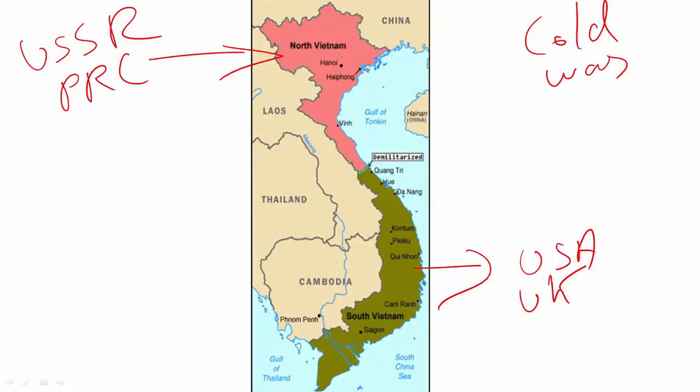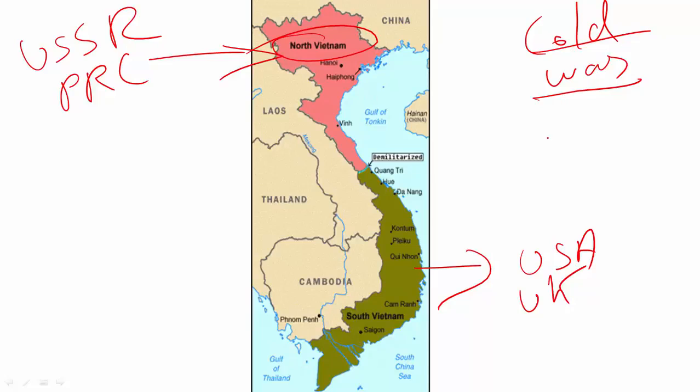Obviously, since they are communist and Ho Chi Minh had stayed in the Soviet Union, in Moscow, and China for a long time, he had good support from Mao Zedong of China and Stalin of the USSR. So Vietnam became a battleground of the Cold War.